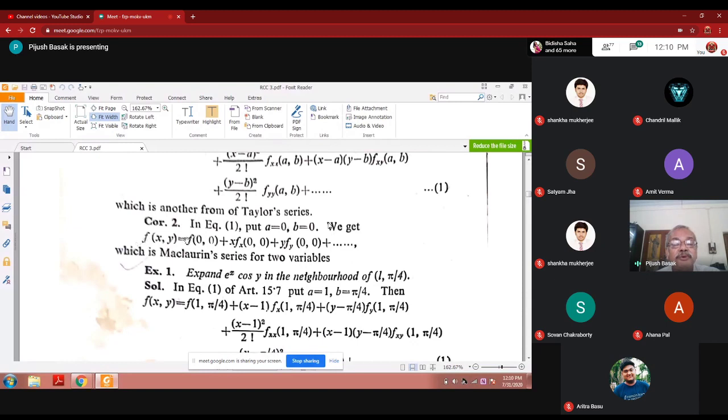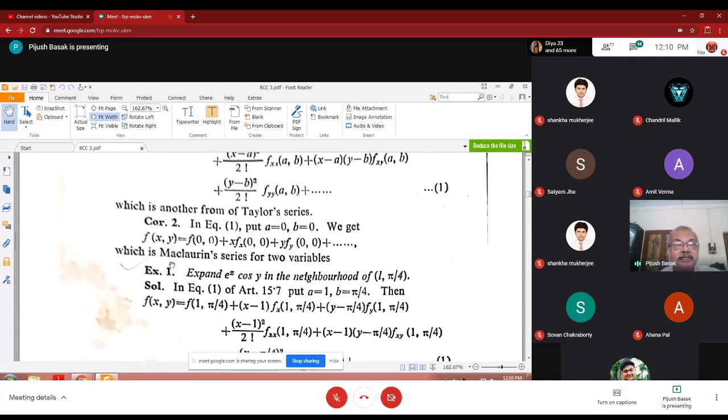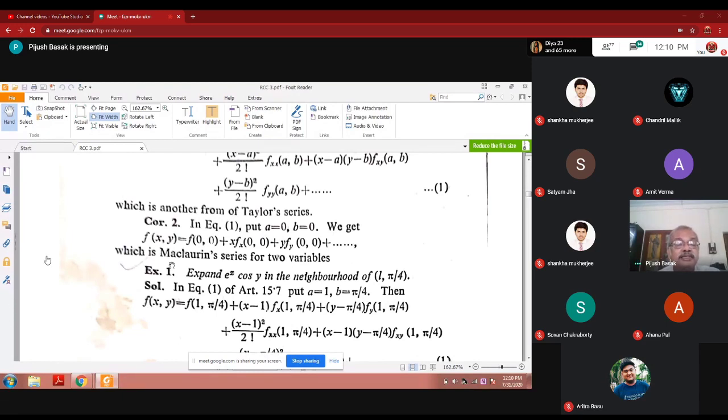Some other corollary. If you put a is equal to b is equal to 0, we get this much: f(x,y) is equal to f(0,0) plus x fx(0,0) plus y fy(0,0) and so on. This is actually the famous Maclaurin series for two variables. Sometimes they will ask what is Maclaurin series. Just in Taylor series, you put a is equal to 0 and b is equal to 0, you get Maclaurin series, right? I think you have heard this, what is Maclaurin series.